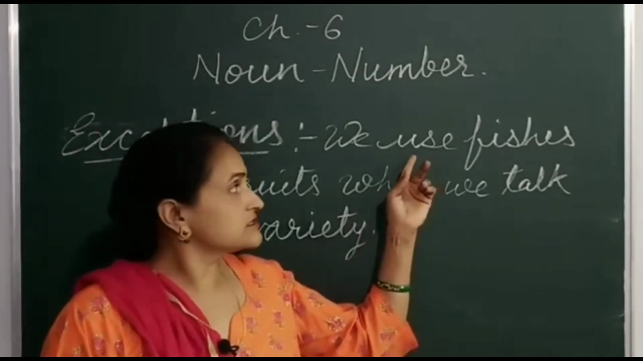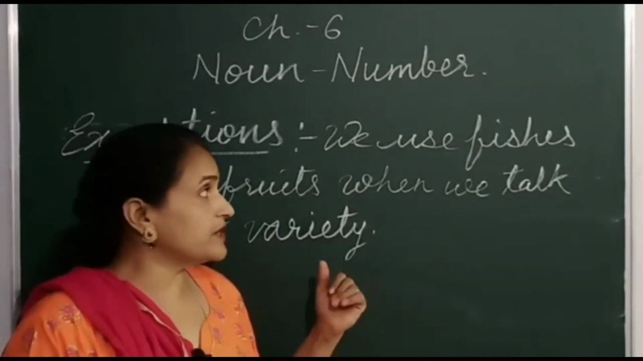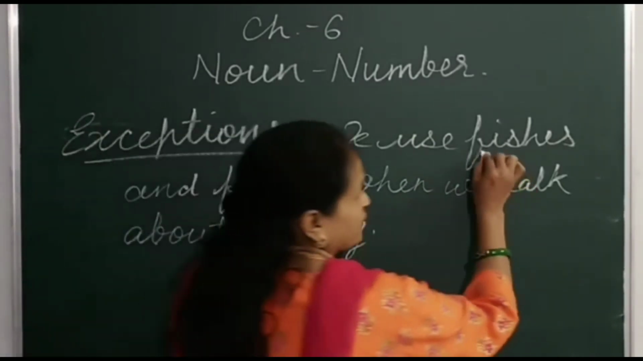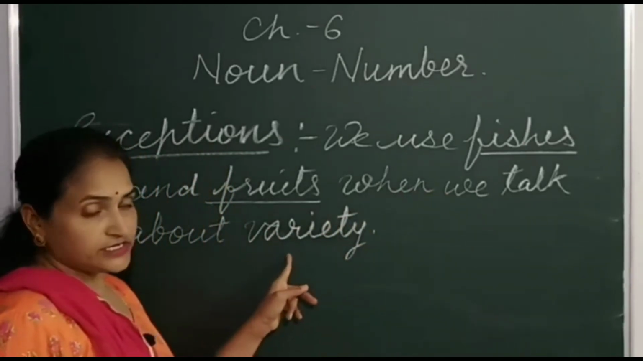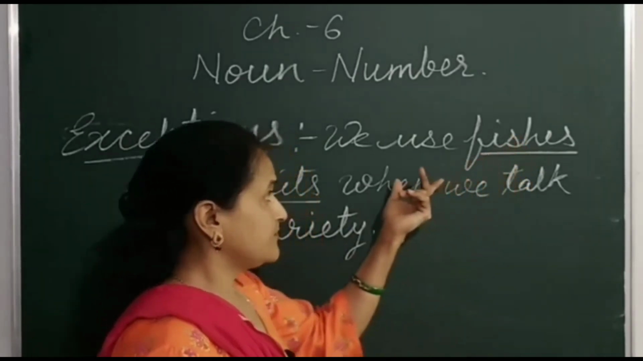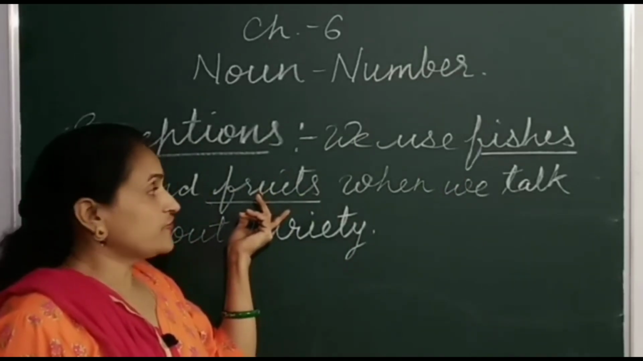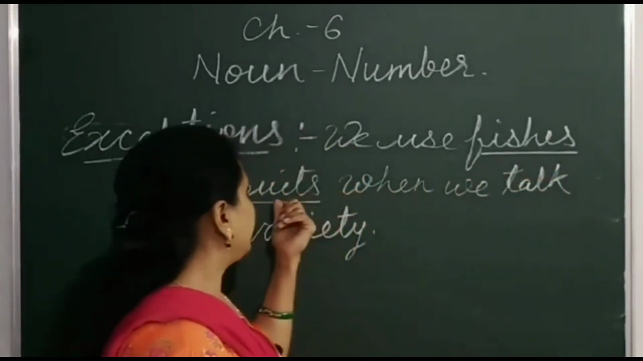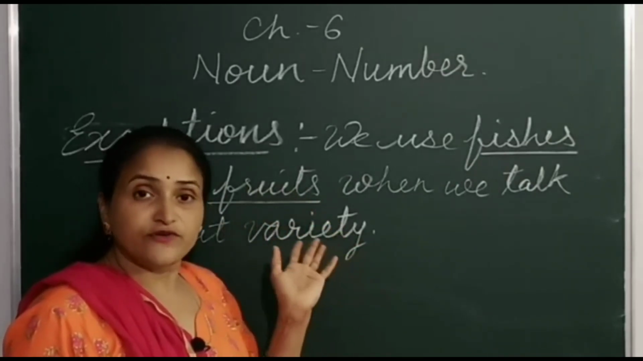Now at last, the last rule that we have to keep in our mind is that we use fishes and fruits. Fishes and fruits. When we talk about variety, it means when we talk about different varieties of fish, and when we talk about different varieties of fruit, we use fishes for the fish and fruits for different varieties of fruit.